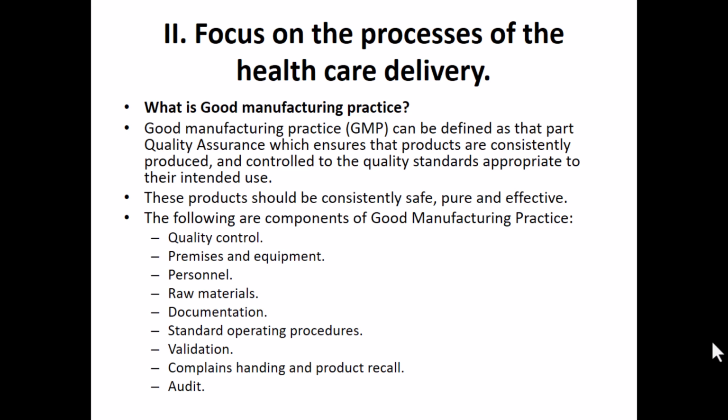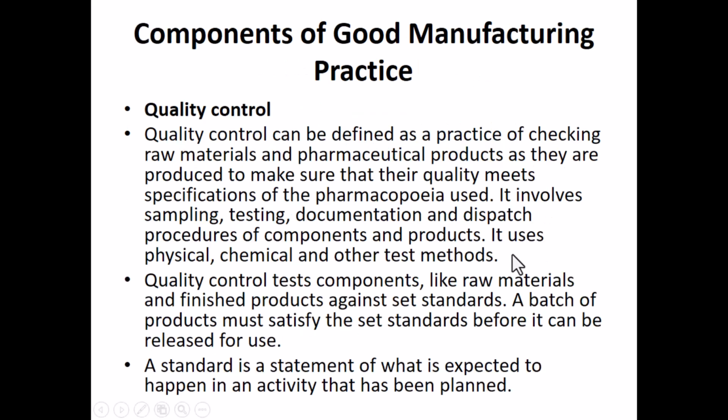One is what we call quality control. The other is what we call premise and equipment, and then we have personnel, raw materials, documentation, and then standard operating procedures, validation, and then complaint handling and product recall. Then we also have what we call product audit, or audit of your products. All right, so let's look at components of a good manufacturing practice. We are starting with one, and that is quality control.